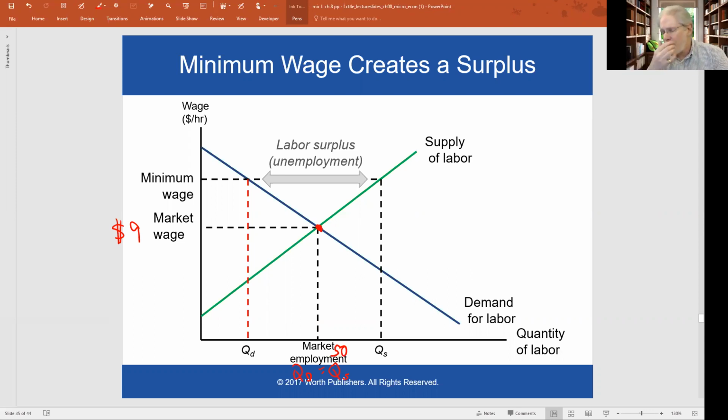Okay? Now, as a footnote, let's recognize that in any real world market, you are always going to have some unemployment. Even if the wage is at the equilibrium level, you're always going to have some unemployment because things are constantly changing.